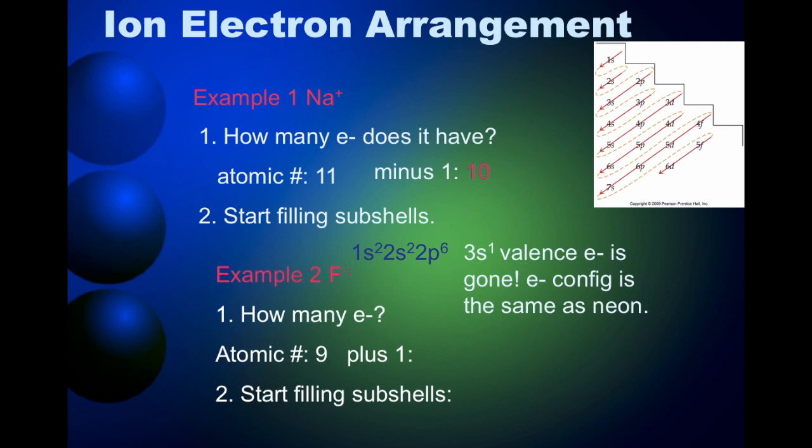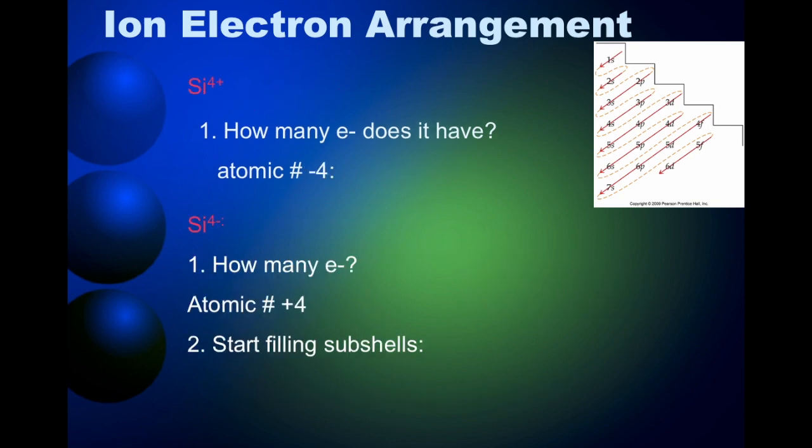Now let's look at fluorine, which likes to form ions with a charge of -1. Fluorine has an atomic number of 9. So F minus is going to have one more electron than 9, or 10. Now notice that's the same as Na plus. And as we start filling subshells, since we have exactly the same number of electrons, we end up with exactly the same electron arrangement, which is that of neon. So fluorine achieves a noble gas configuration by gaining an electron.